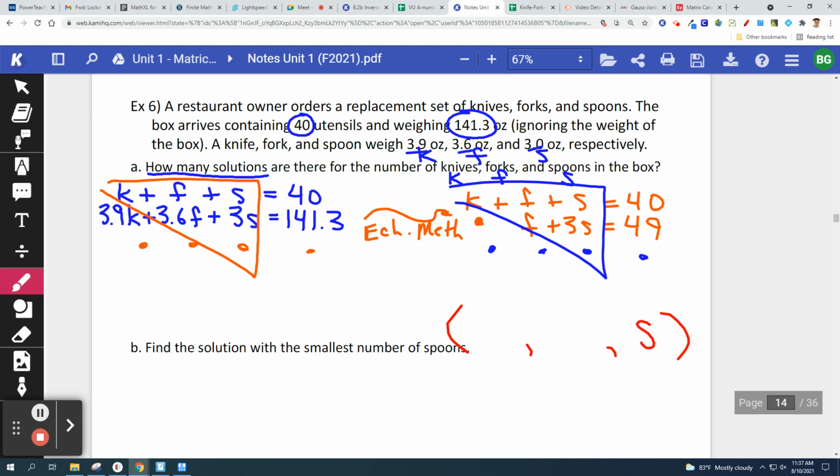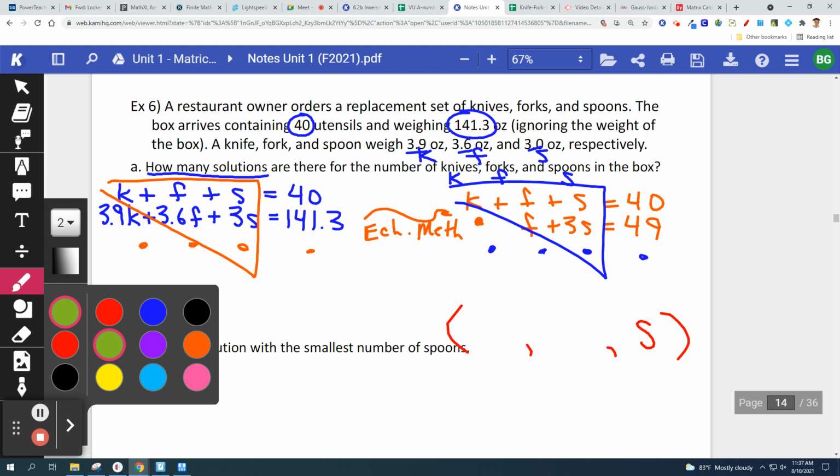But usually what you want to do is keep the last variable. So we're going to let the last variable be S for spoons. But what we want is the first and the second one in terms of that variable. We want everything in the same term. And we can do this. All right, we look at the second equation.